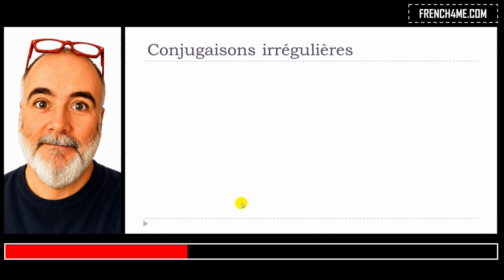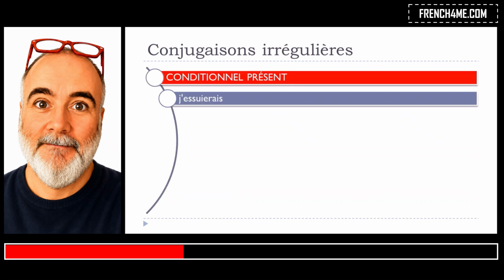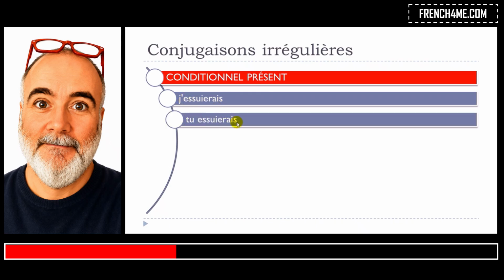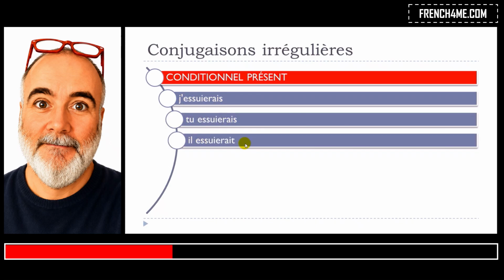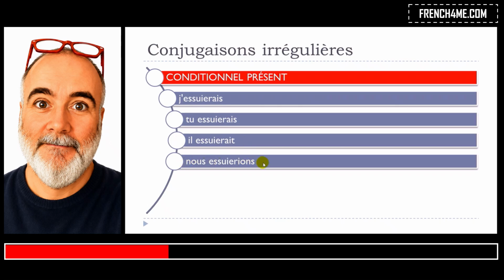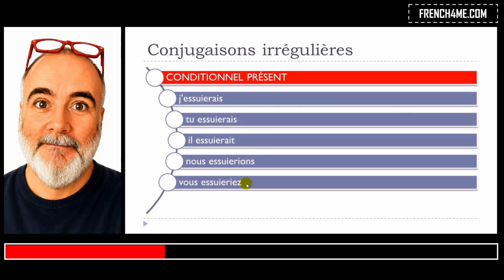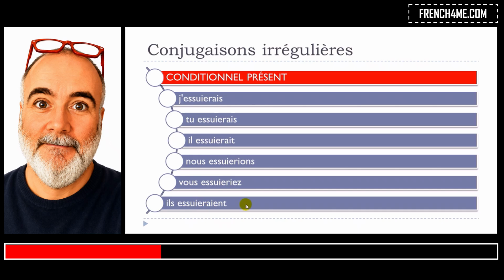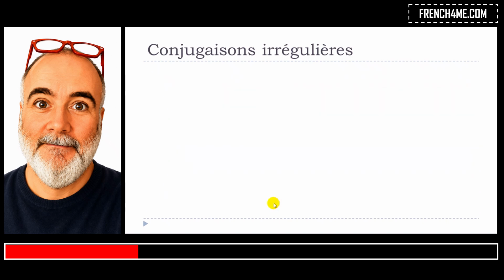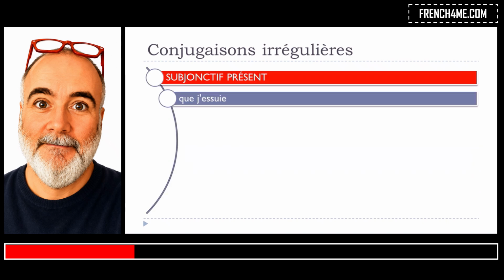Okay, so let's see now for the conditionnel présent. J'essuierais, tu essuierais, il essuierait, nous essuierions, vous essuieriez, ils essuieraient. And it's exactly the same modification, so this y is changed and modified with i here, and it does affect all the persons.